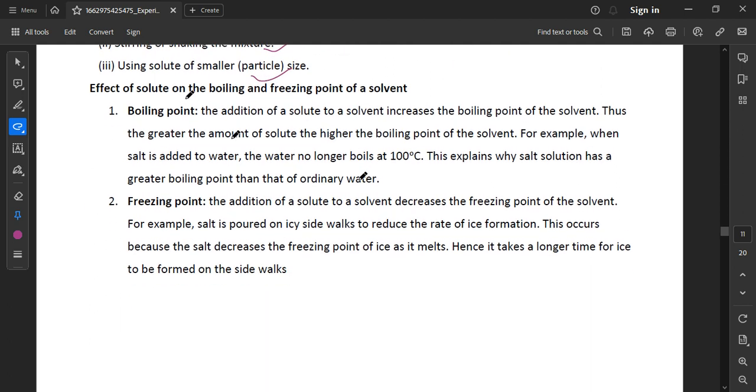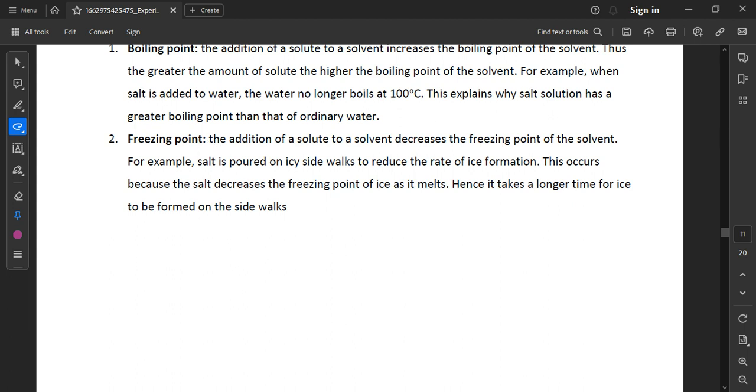Effects of a solute on the boiling and freezing point of a solvent. Boiling point: the addition of a solute to a solvent increases the boiling point of the solvent. Thus, the greater the amount of solute, the higher the boiling point of the solution. For example, when salt is added to water, the water no longer boils at 100 degrees Celsius. This explains why salt solution has a higher boiling point than ordinary water.